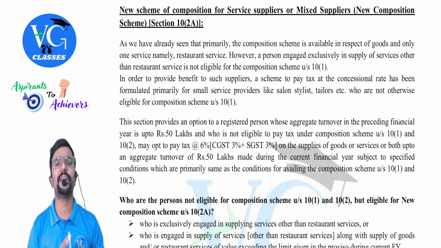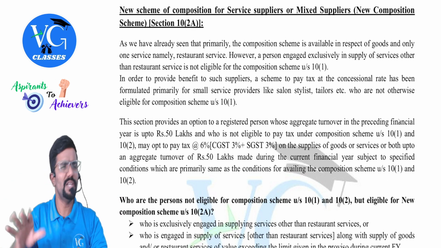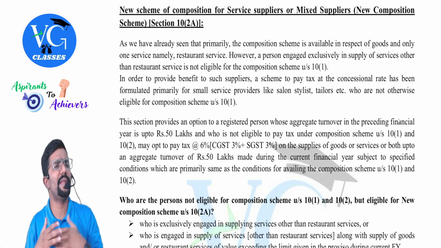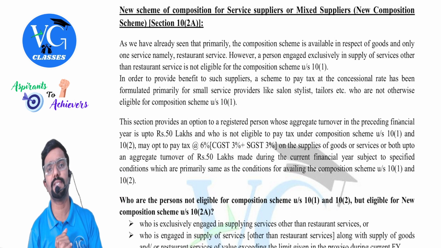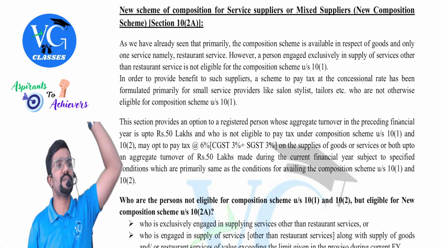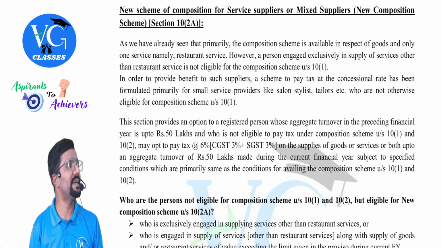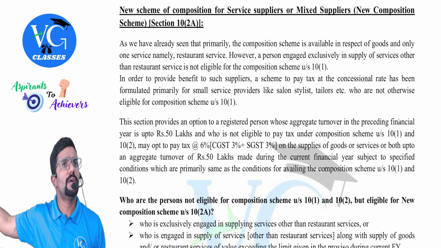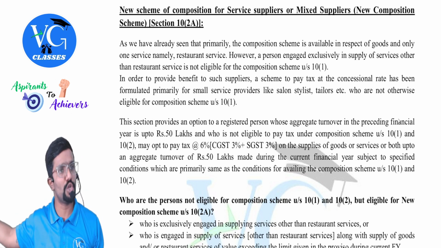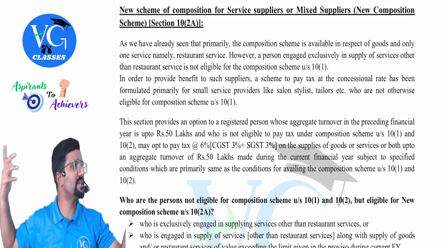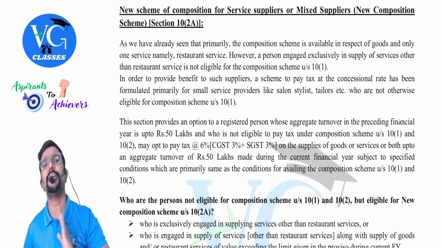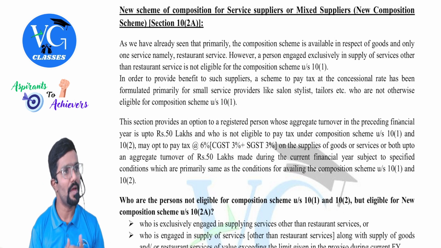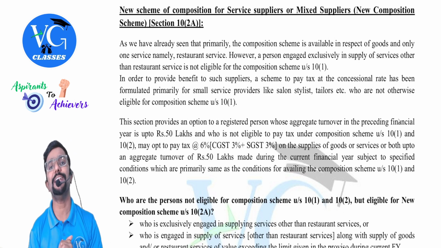Now, sir, who is eligible for 10.2A? Simple, guys. I am providing only service which is not restaurant. For example, I am a practicing chartered accountant providing bookkeeping, auditing, and other consultancy services. So, is my service covered under 10.1? No. So, I have to bring it under 10.2A. Or else, assume I have a small tailor shop, or a small saloon shop, which comes under services, but not restaurant. Where should I take this? Under 10.2A, guys. So, simple, any service which is not covered under 10.1 should be covered under 10.2A.